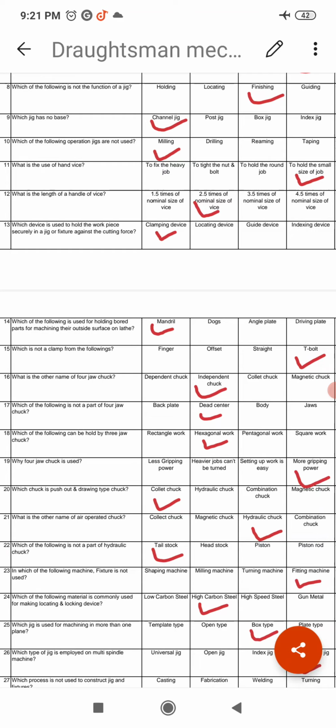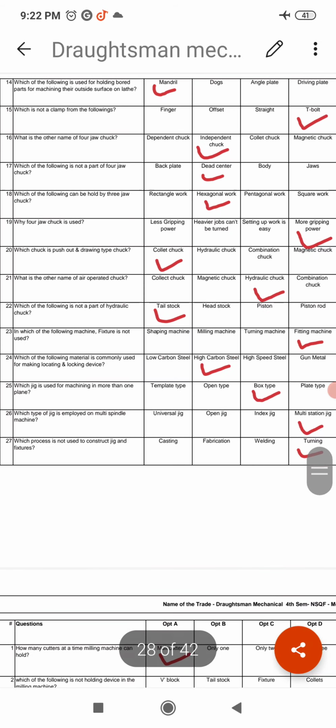Next, in which of the following machines is a fixture not used? Answer is D, fitting machine. Next, which one of the following materials is commonly used for making locating and locking devices? Answer is B, high carbon steel. Next, which jig is used for machining in more than one plane? Box type jig.